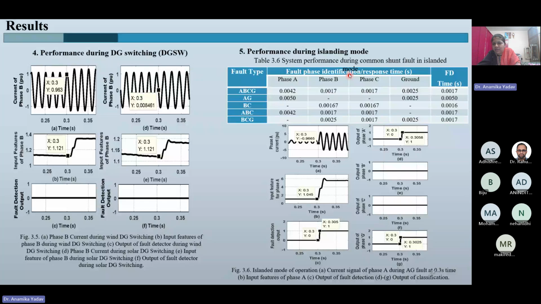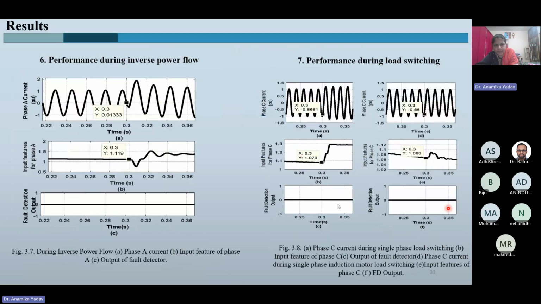Then the scheme is also tested for the islanding mode of operation, wherein the grid has been disconnected and only DGs are feeding the loads directly. Here we check the different normal shunt faults. It is able to correctly identify the presence of shunt faults in islanded mode of operation as well. So that gives another performance criterion.